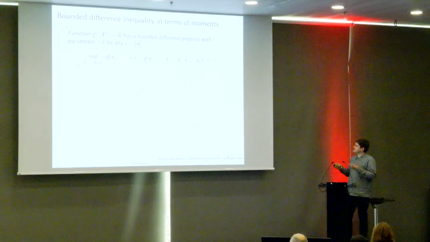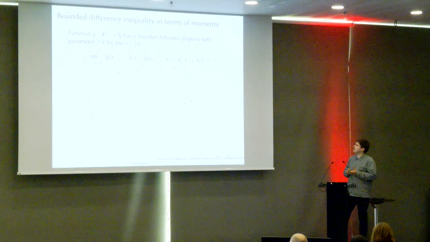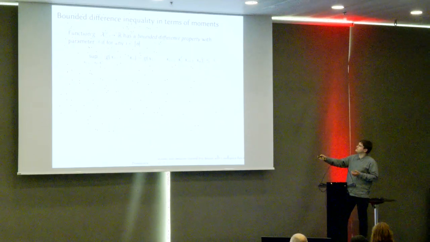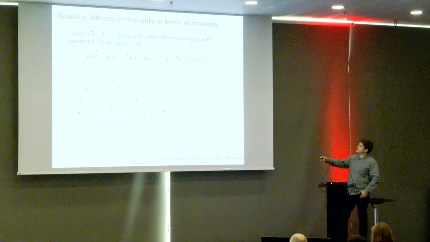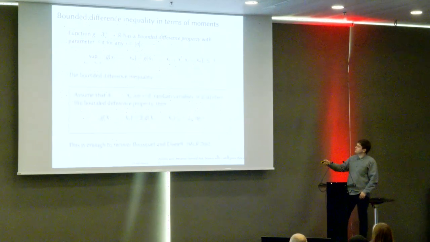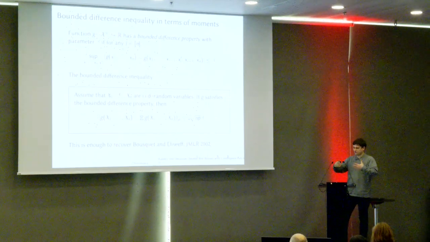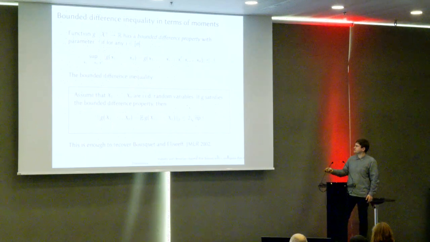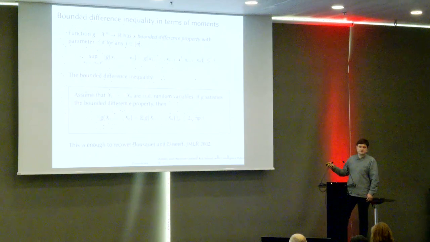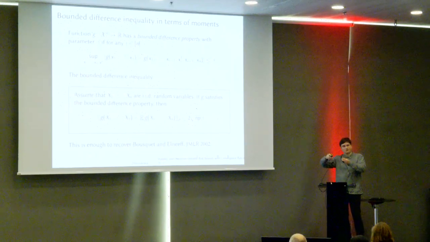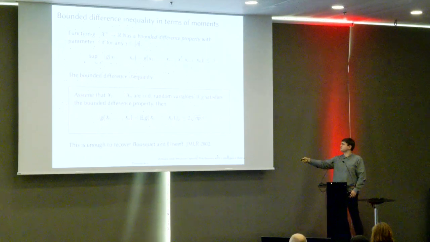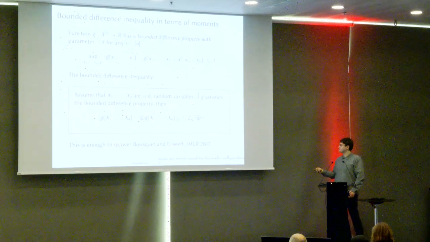And the classical bounded difference inequality that was used in the previous proofs is exactly a result of the following form. If I have a function of n variables such that changing at most one variable out of n changes its value by at most beta, then I can control the moments, or the tails in some sense, the concentration of this function of n independent random variables around its mean. So it's similar to controlling how far my random variable is from its expectation. And this is the trick that was used in the Bousquet and Elisseeff paper in 2002.